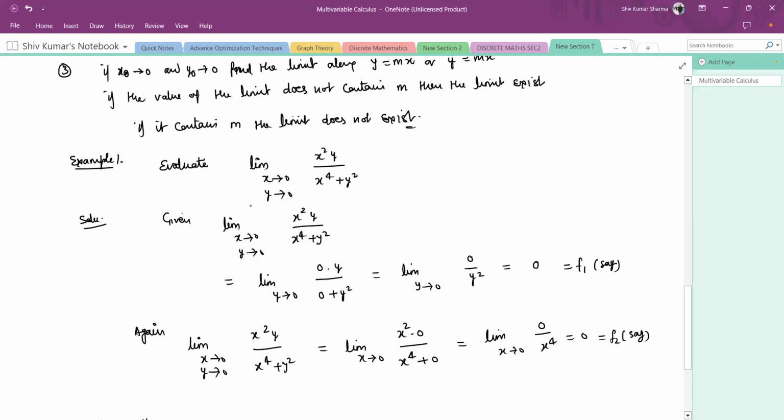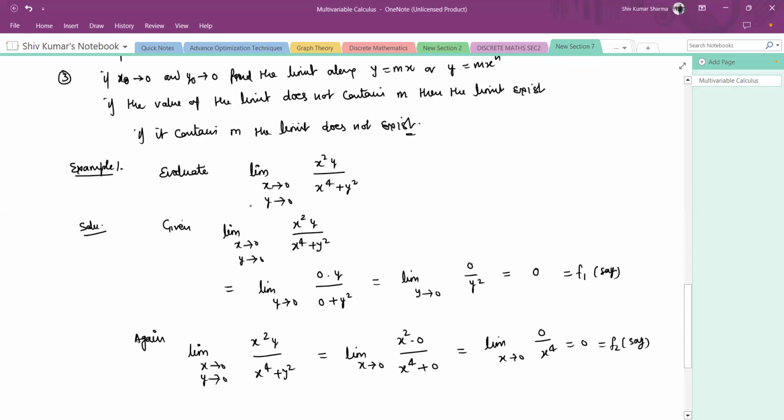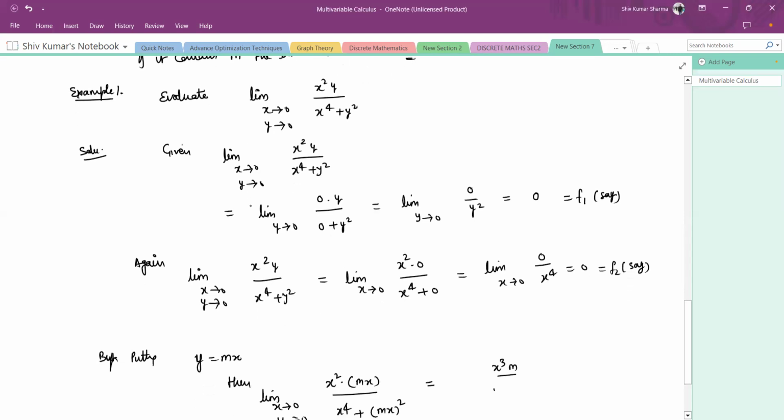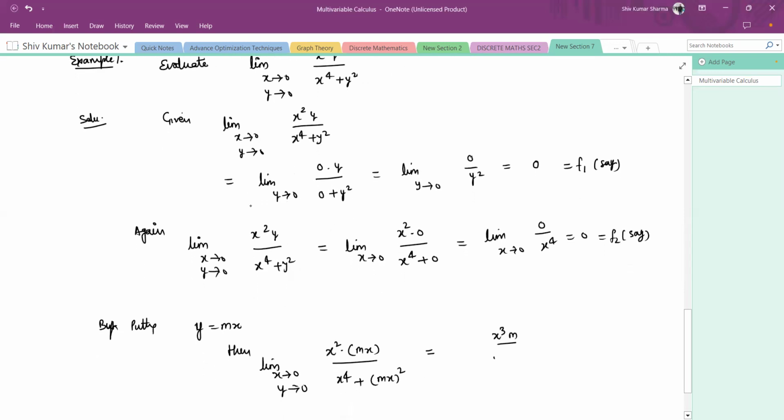Now we follow the third step. Step 3 is: when x does not tend to 0 and y does not tend to 0, find the limit along y equal to mx or y equal to mx raised to the power n. Now when we put y equal to mx, we see limit x tends to 0, y tends to 0, of x square into y, in place of y we put mx, upon x raised to the power 4 plus mx to the whole square.